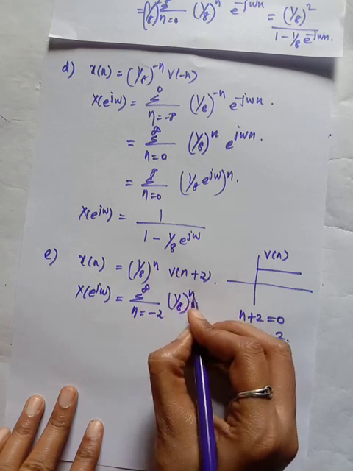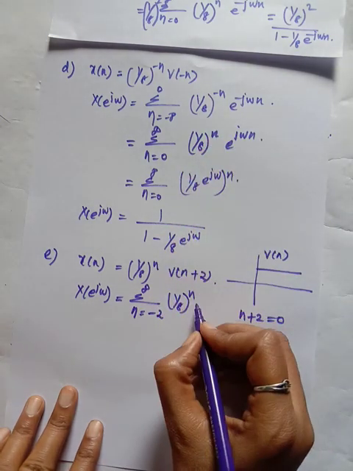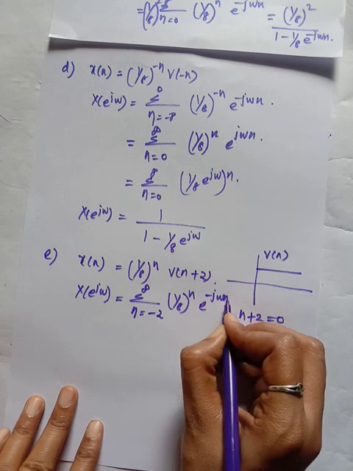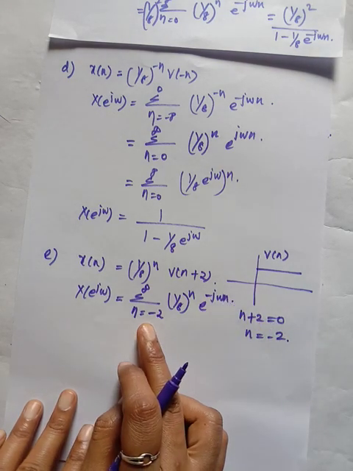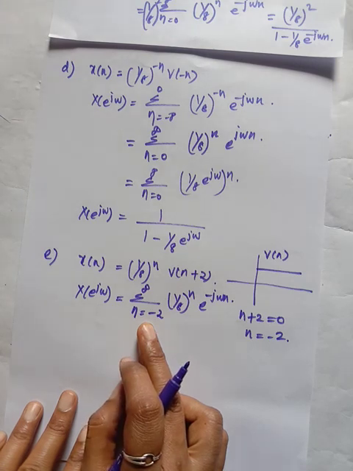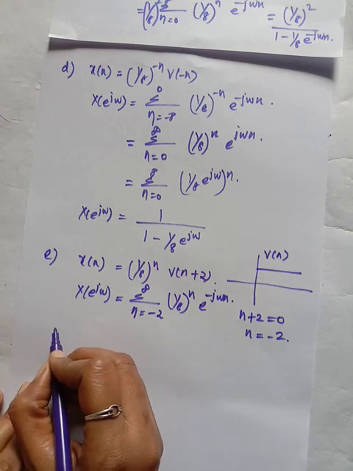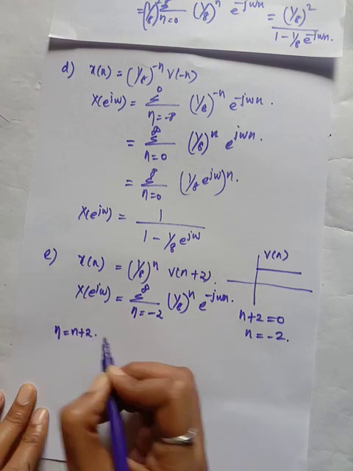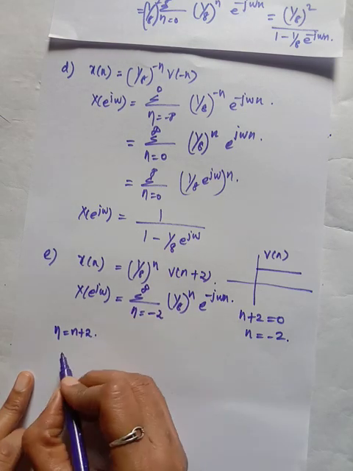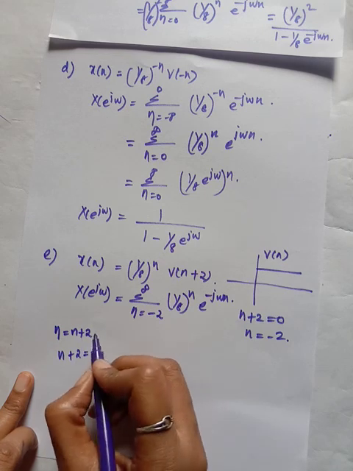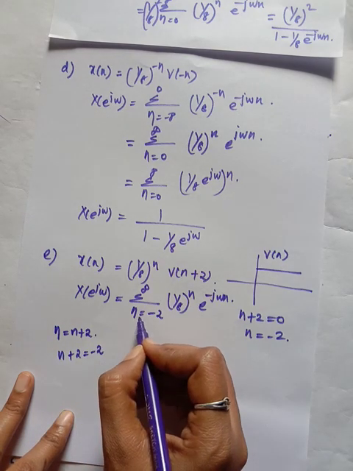(1/8) to the power n. The same formula I am applying. u of n plus 2 is 1, so e to the power minus j omega n. Now I need to simplify, but in order to simplify this, I need the terms from 0 to infinity. So here I am going to do some manipulation. That is, I am going to substitute n is equal to n plus 2. When I substitute here, n plus 2 is equal to minus 2, so I may not be able to substitute n is equal to minus 2 here.